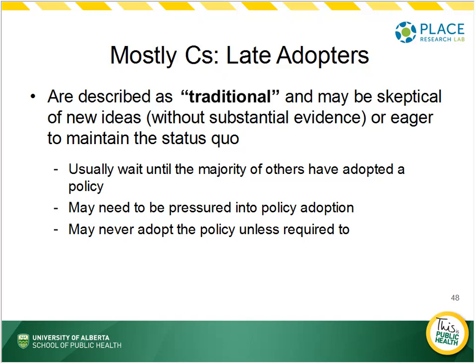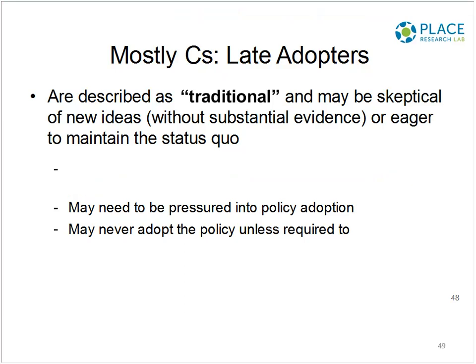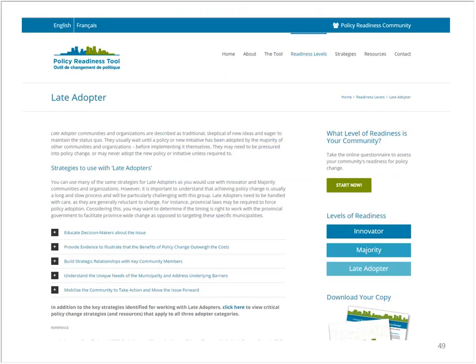An example of this from practice is in the context of smoke-free spaces bylaws. A lot of municipalities waited until the province issued a policy and then just adhered to the provincial policy rather than adopting the policy at the municipal level. So that's an example of being required to. All right, moving on, I'll show you an example of the late adopter page. Again, you'll see very similar headings, but underneath each heading, the content has been tailored to working in a late adopter context.